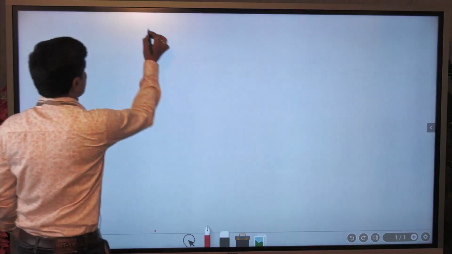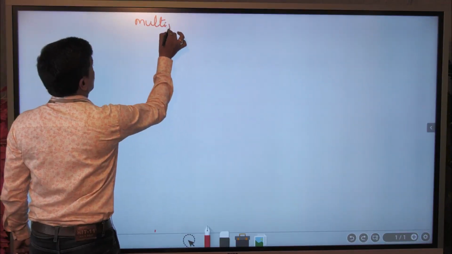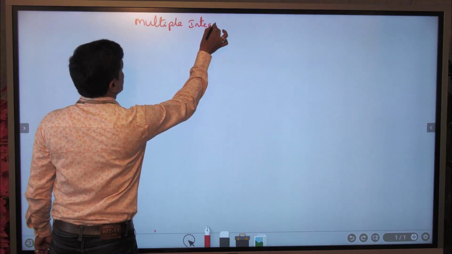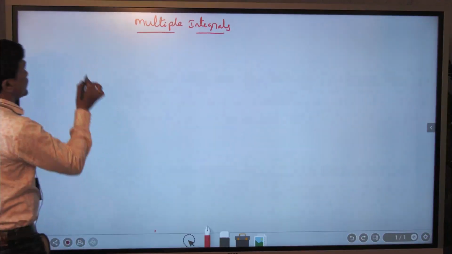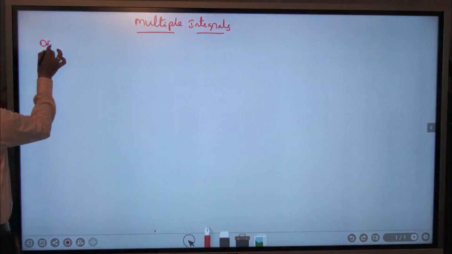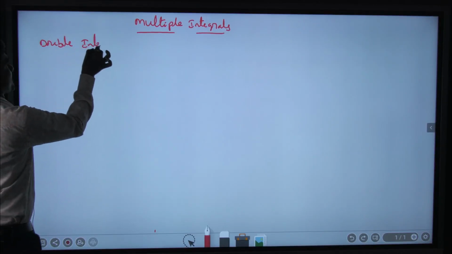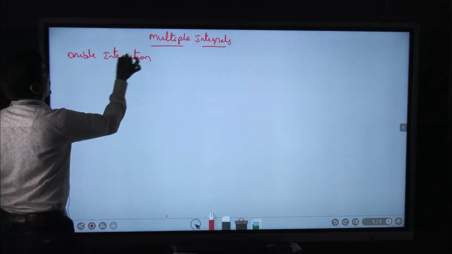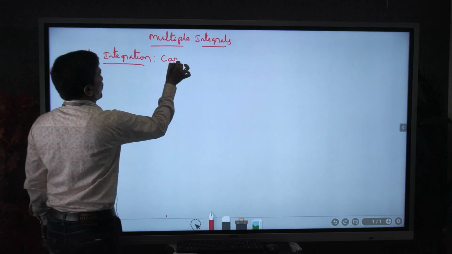Our main topic is multiple integrals. This is the next unit actually. So in this double integration, Cartesian form.